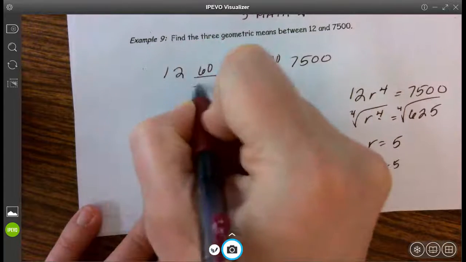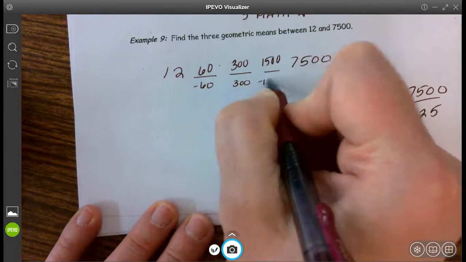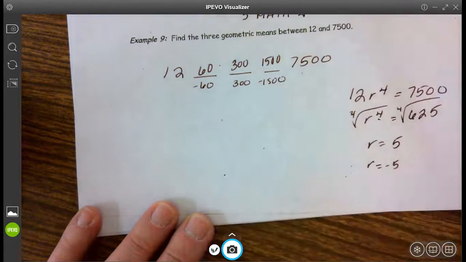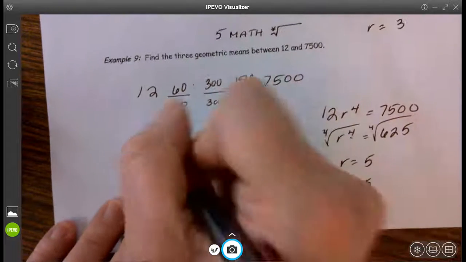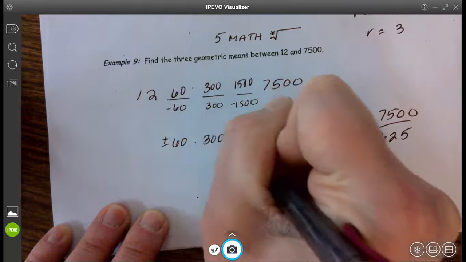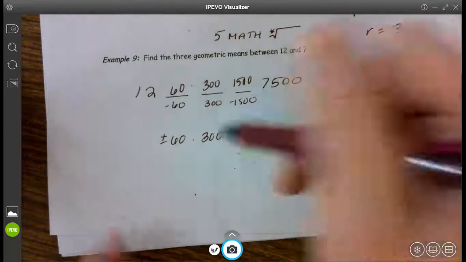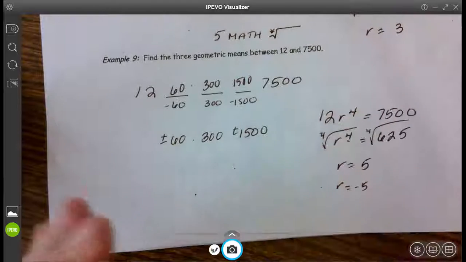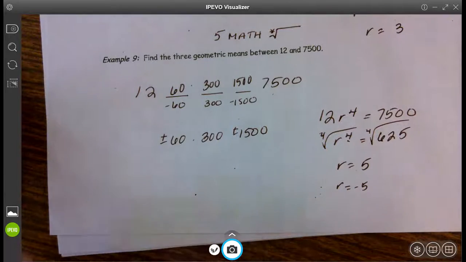So if I did that, I would have gotten -60, +300, -1500, +7,500. So your answer should be positive and -60, 300, positive -1500. Okay, this number wouldn't be positive or negative because when you multiply by negatives, it goes every other. So make sure you don't forget that part. Okay. All right, that's it for this lesson.